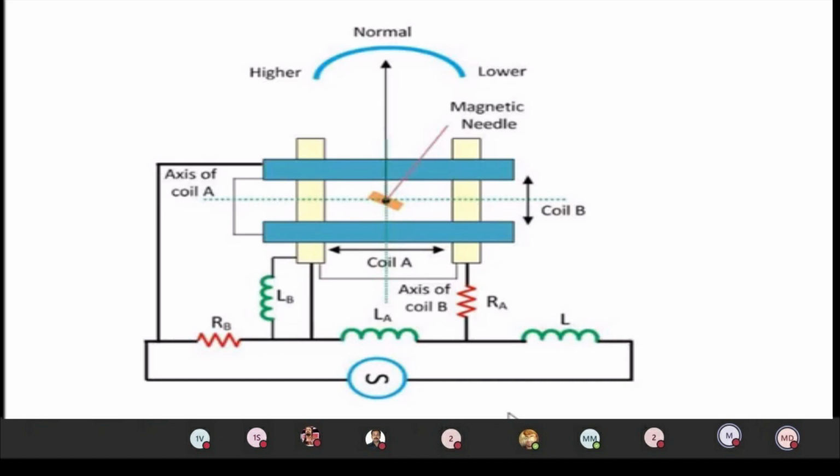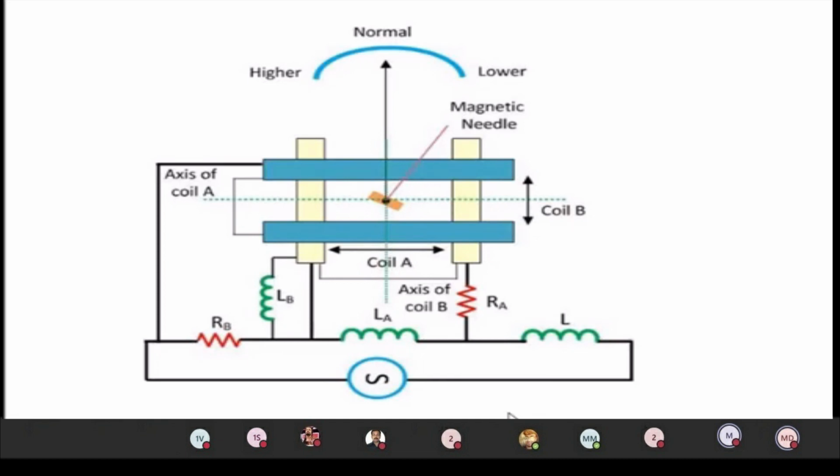So the circuit is designed such that the voltage drops across LA, LB and RA, RB remain the same under normal frequency. So this is case 1. Case number 2: suppose we assume the frequency has been suddenly increased. If the frequency has been increased, the reactance of the coils LA and LB increases, but RA and RB remain the same. So this is the condition.